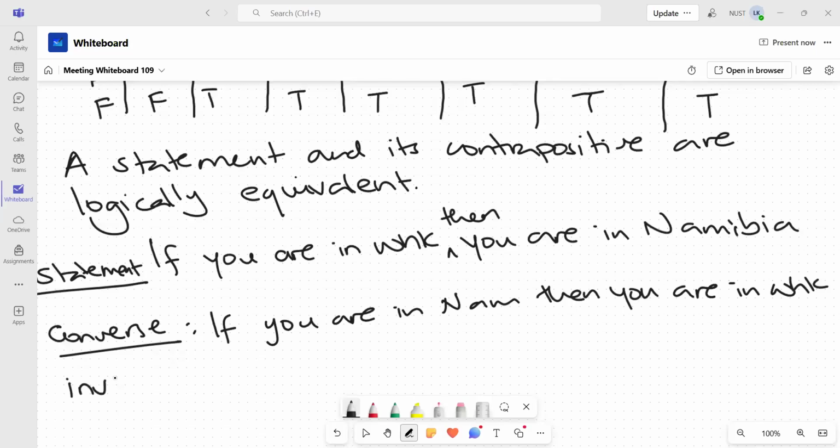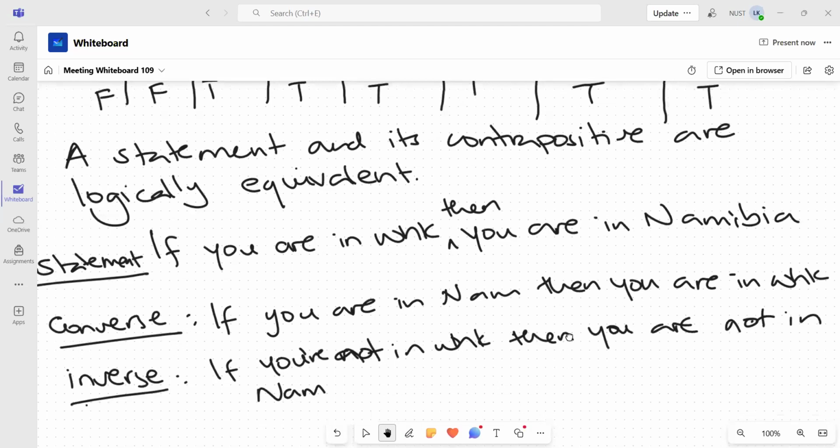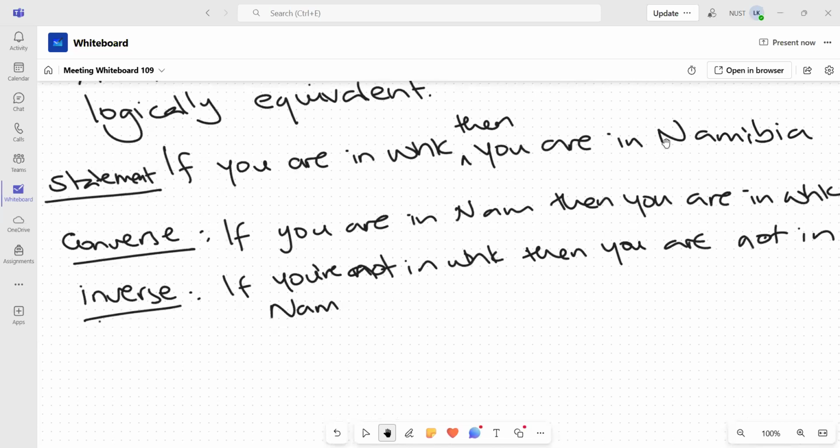Then we have the inverse. The inverse is: if you are not in Windhoek, then you are not in Namibia. So again, this is not logically equivalent to our statement, because not being in Windhoek does not necessarily mean that you are not in Namibia.